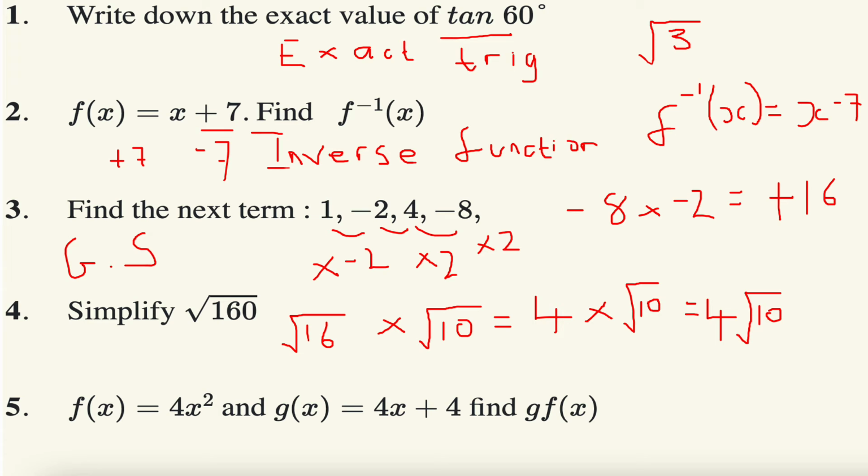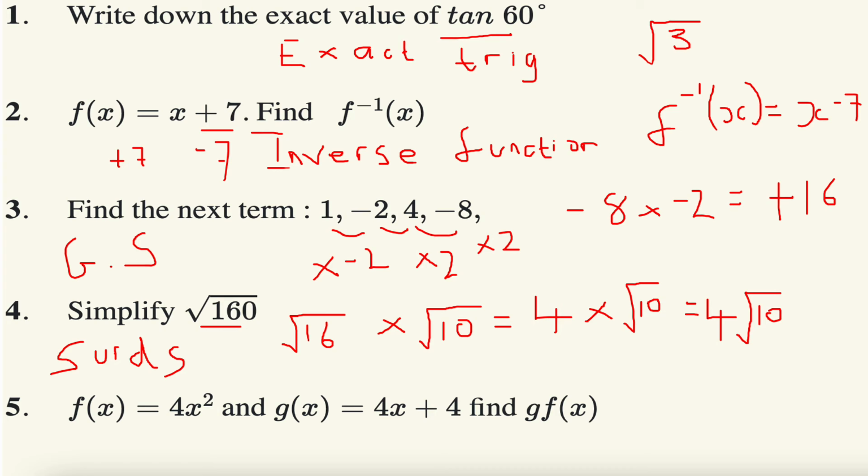So the idea is simplifying surds, looking for the largest square number factor. Now 16, as far as I'm aware, is the biggest one because it doesn't go any further than that. I can't simplify root 10 because 10 doesn't have any square number factors. It has factors, but it doesn't have square number factors.